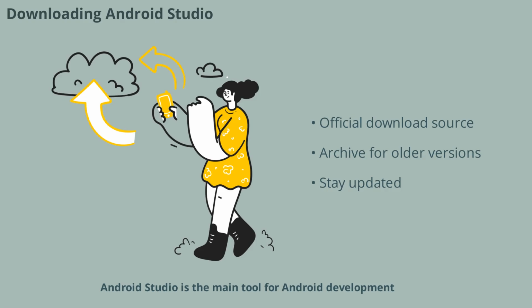Android Studio is the main tool for Android development. Download the latest version from the official website. If you need a specific version such as Bumblebee 2021.1.1, you can find it in the archives. Always check for the latest updates to ensure compatibility with the examples and tutorials.